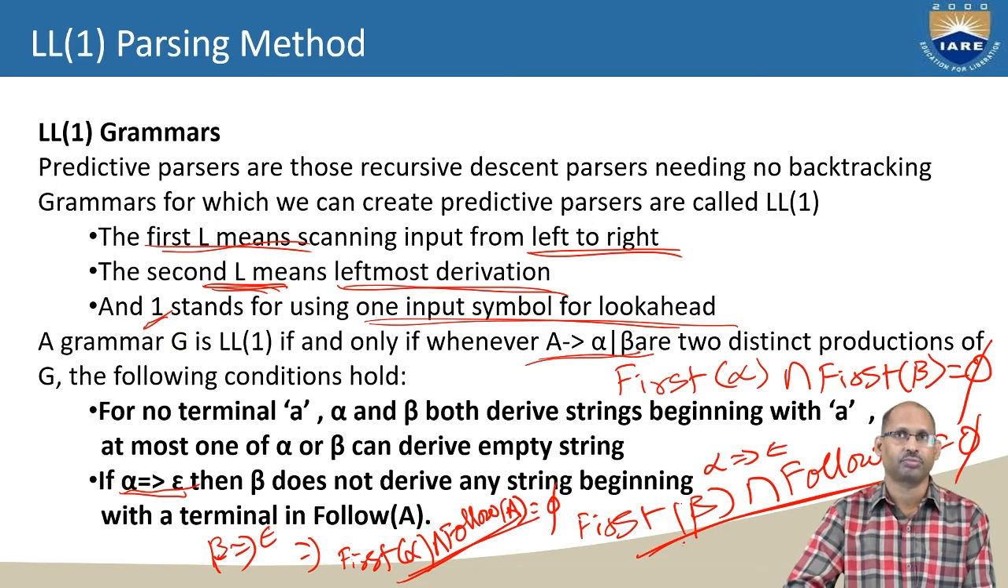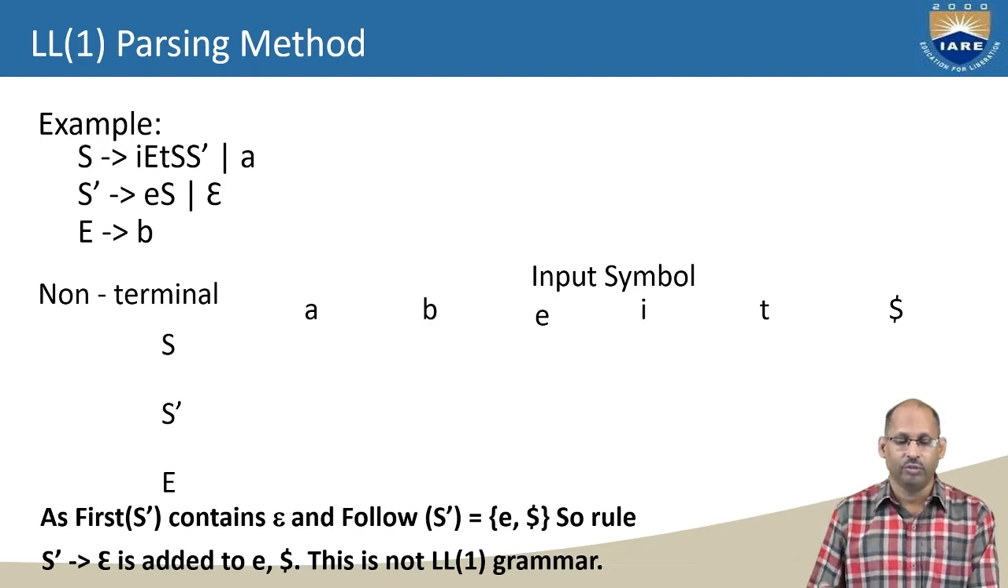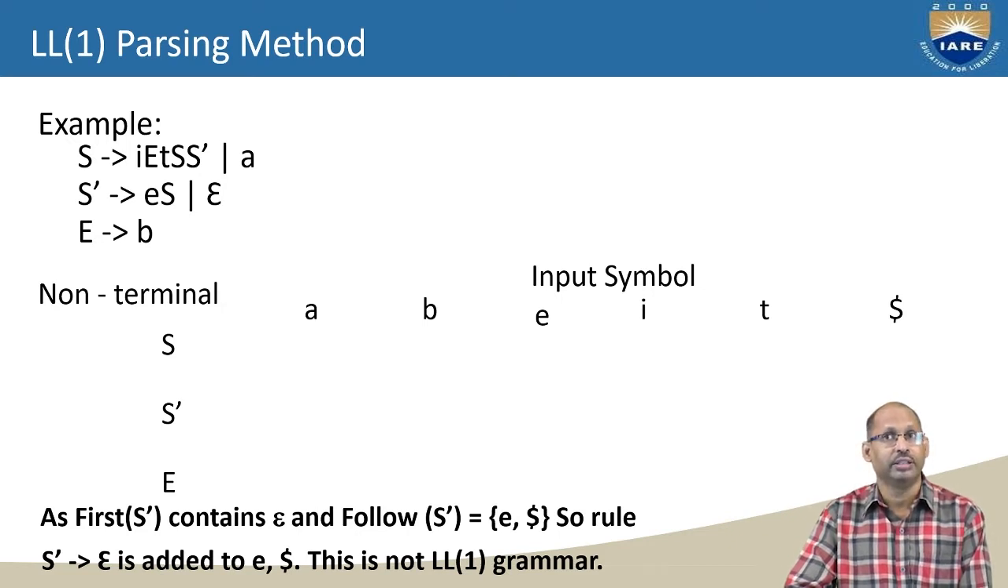Now we'll see the example. This is the given grammar. Now we consider the first of the variables. Then we have to consider follow of the variables. From that, we have to construct the predictive parsing table. If any entries are double, then we say it is not LL1 grammar.